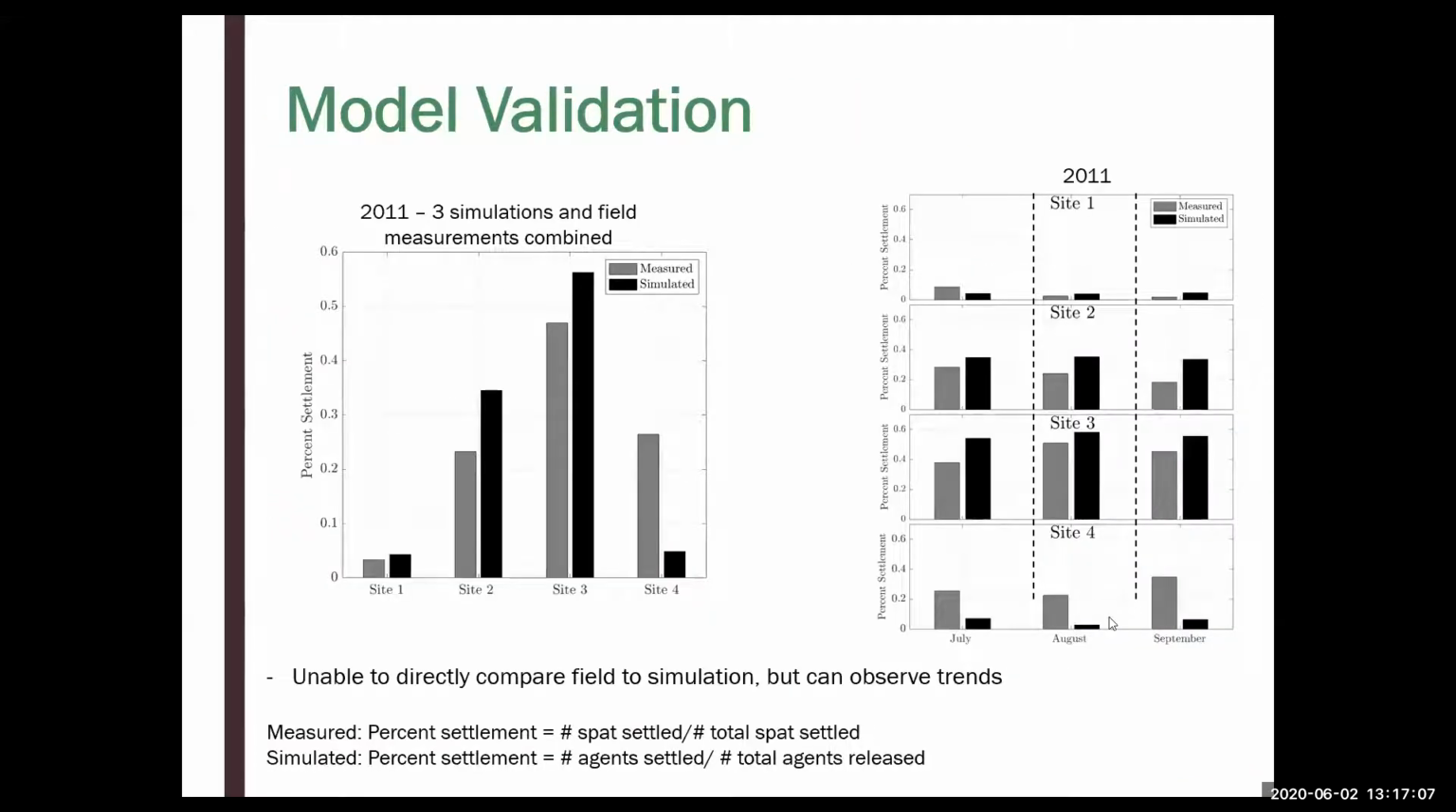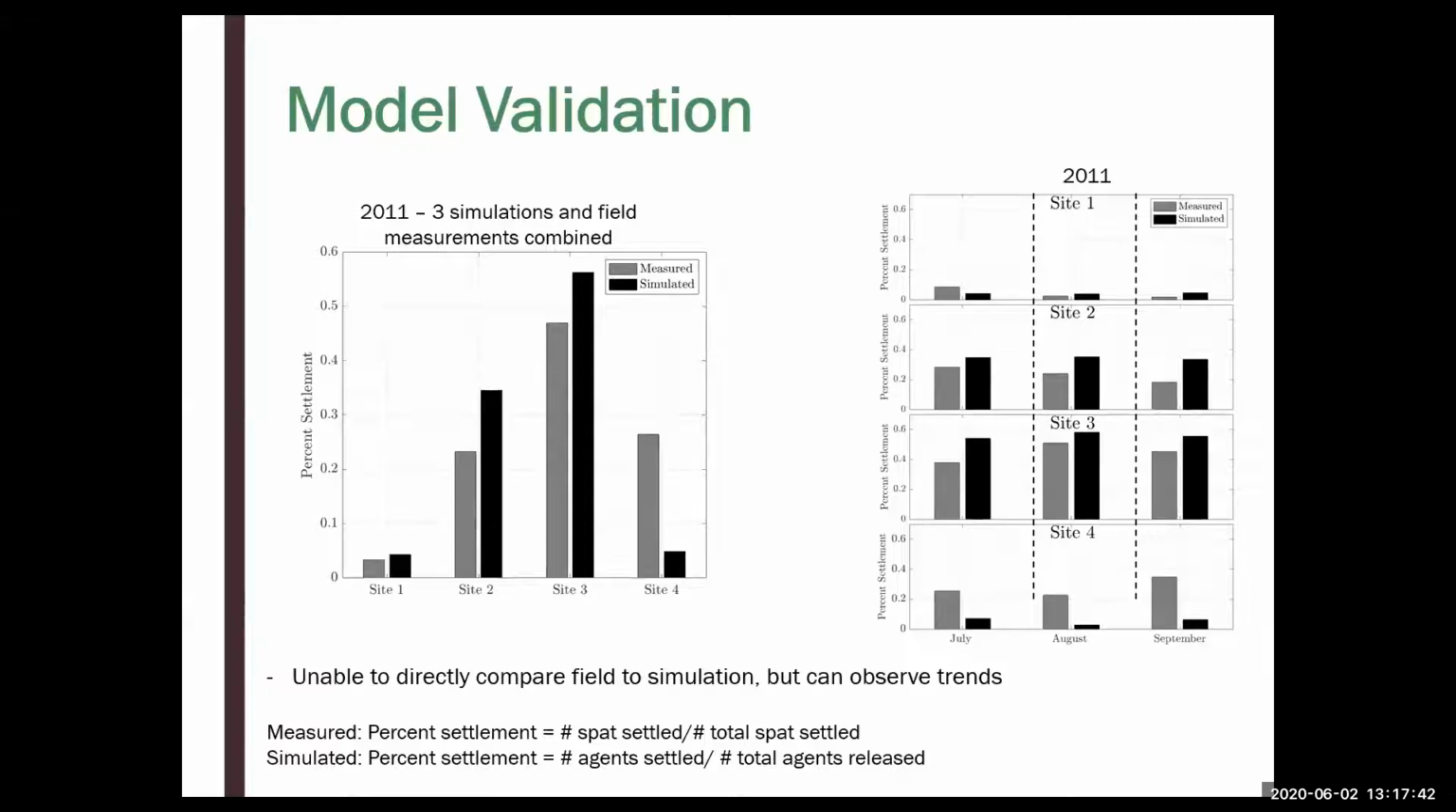So unfortunately, we're unable to directly compare the measured and simulated settlement because the simulated settlement does not account for any post-larval settlement mortality. However, what we can do using these 2 data sets is to observe the trends between the 2. It's important to note that the data presented in both these figures is in terms of percent settlement, which is calculated by the number of either the measured spat or modeled spats settled at each site, and then those values were divided by the total amount settled.